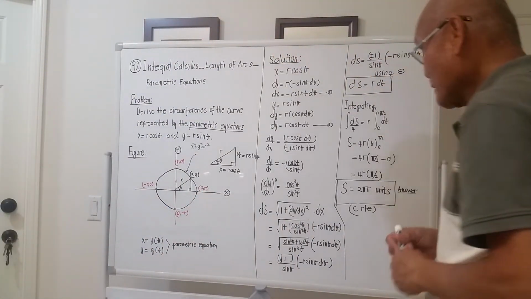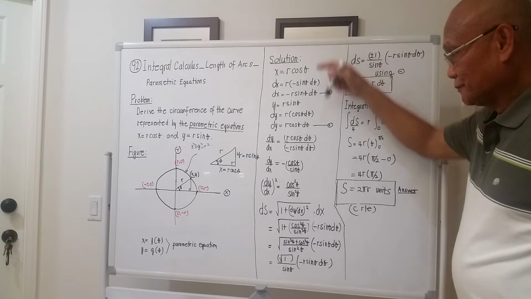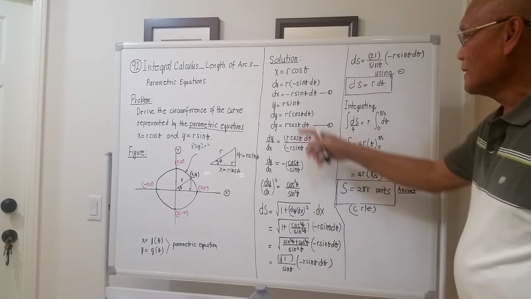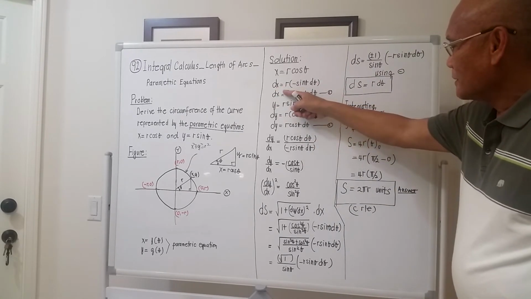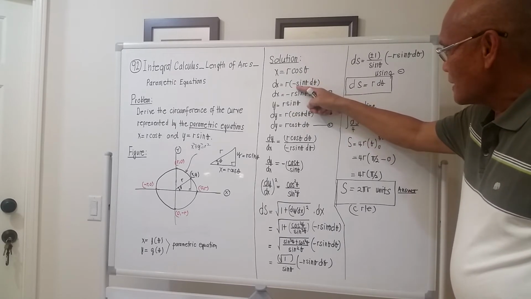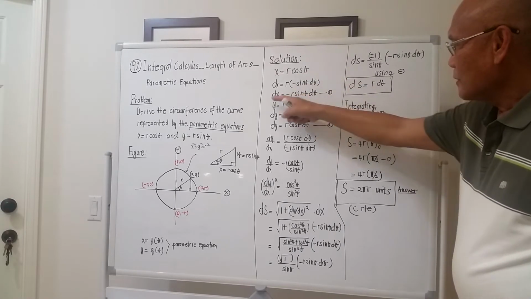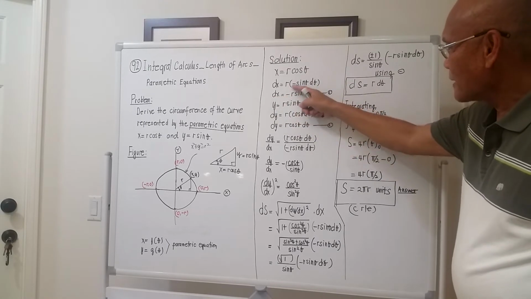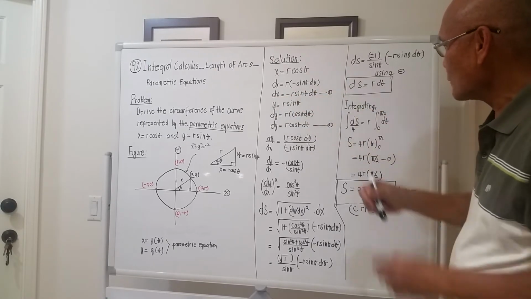From the equation x equal to r cosine of theta, taking the differential of both sides, dx will be r, the differential of cosine will be negative sine of theta, differential theta. Or dx will be negative r sine of theta, differential theta, equation number 1.